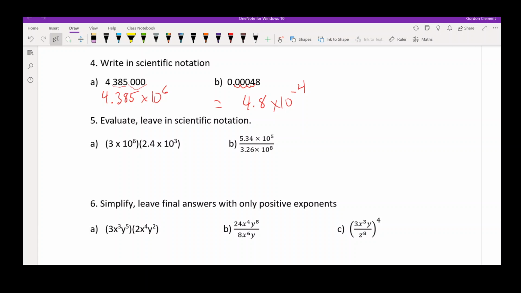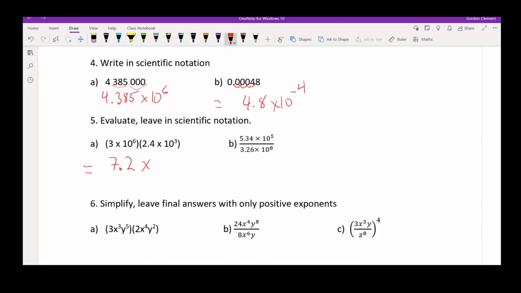And the handy thing about scientific notation is you don't have to punch these big numbers into your calculator if you know your exponent rules. So here we can do 3 times 2.4. Since everything's multiplication, I can do the multiplication in any order I want. So 3 times 2.4, I believe, is 7.2.